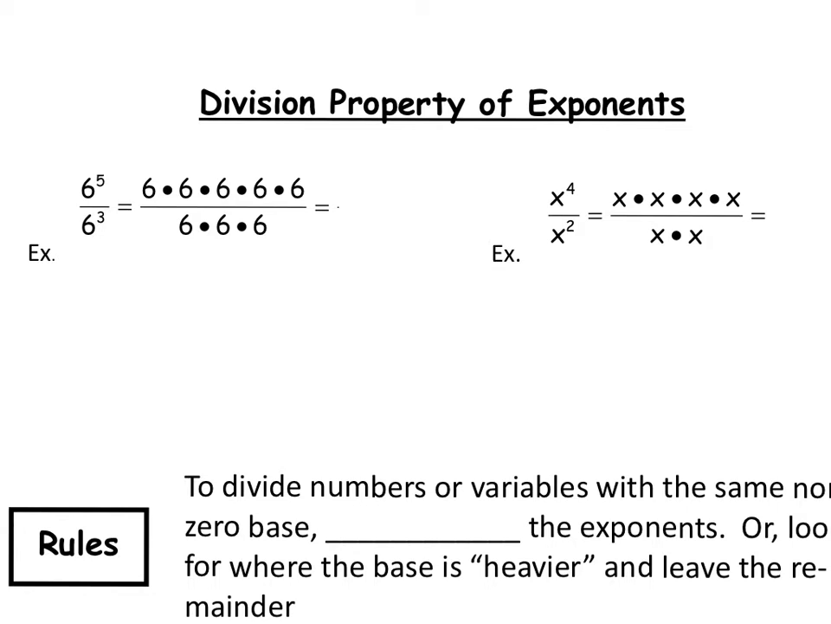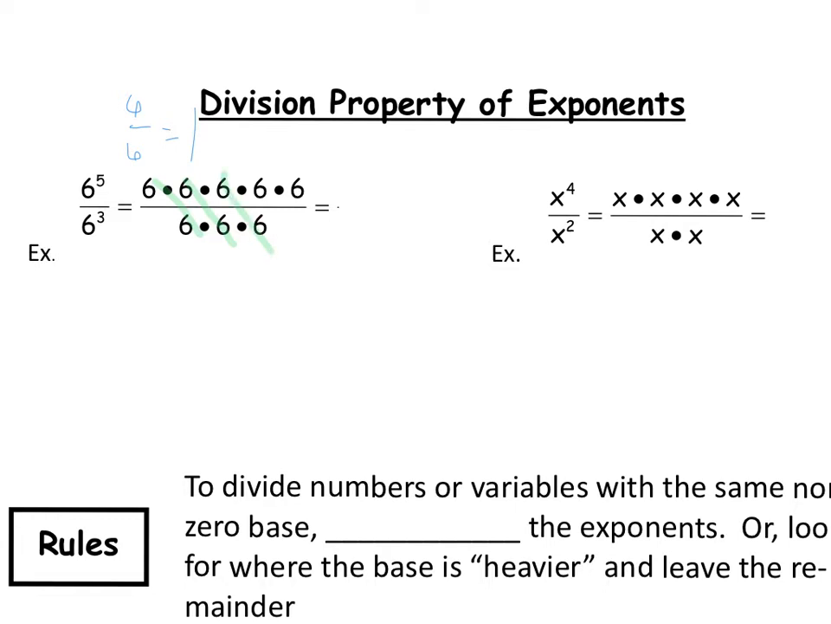We should note that if we have a number on top and the same number on bottom, that's equal to 1, because we know it's a division problem and 6 divided by 6 is 1. So in this case, if we happen to have 6 over 6, we know that equals 1.